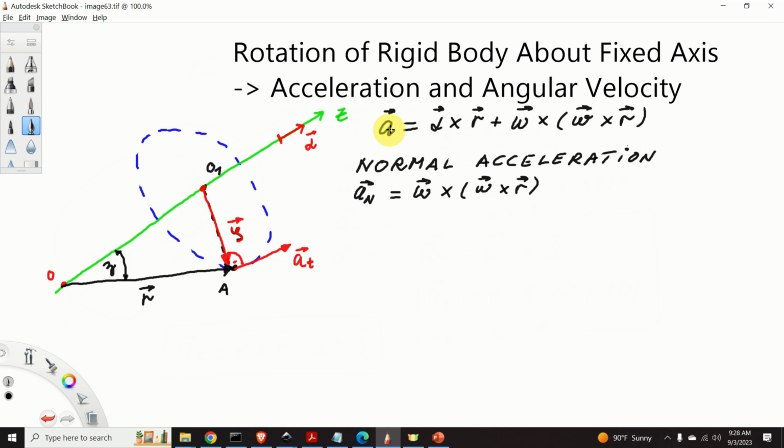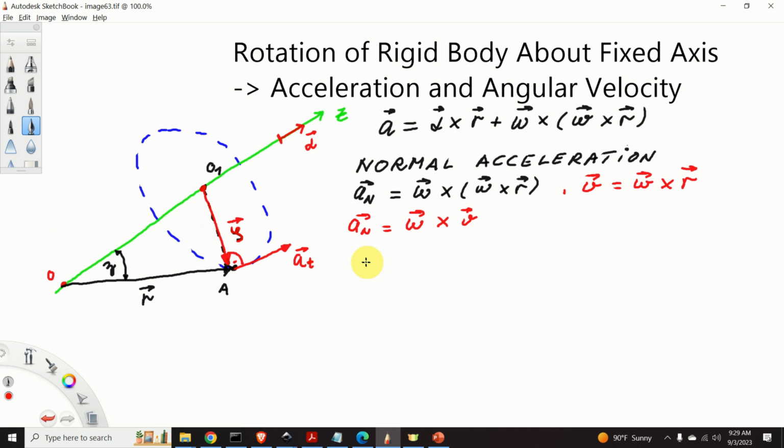Okay, let's go back to our original expression for the acceleration. This part is the tangential component of the acceleration. On the other hand, this part is actually the normal acceleration. And let us in the sequel derive the expression for our an, and let's give a graphical interpretation of this vector. First of all, we know that the velocity can be written as omega cross r. Consequently, an can also be written as omega cross velocity.